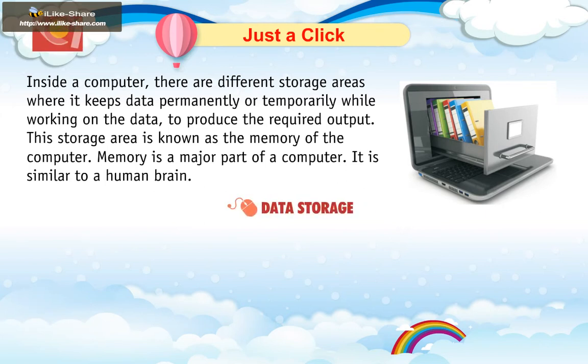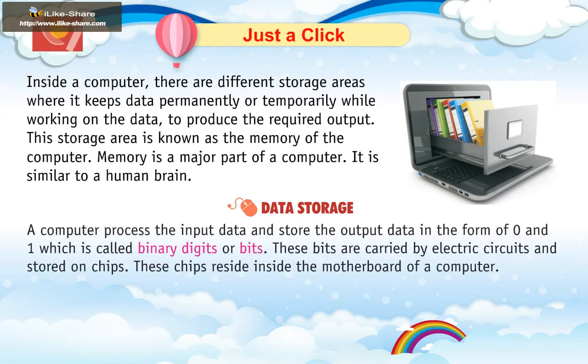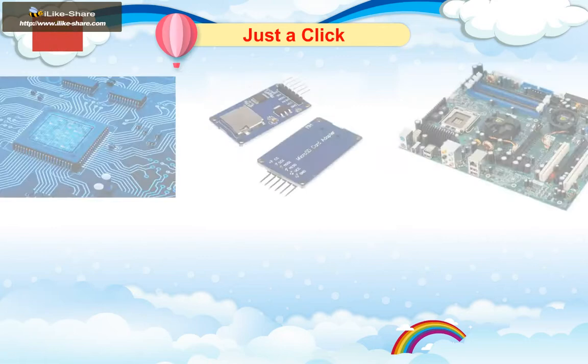Data storage. A computer processes the input data and stores the output data in the form of 0 and 1, which is called binary digits or bits. These bits are carried by electric circuits and stored on chips. These chips reside inside the motherboard of a computer.